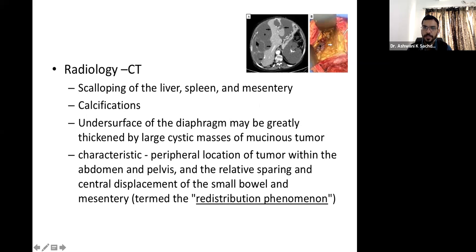Calcification can also be seen, and the undersurface of the diaphragm is greatly thickened by large cystic masses of tumor. The characteristic is this peripheral location of the tumor and relative sparing of the central region, with central displacement of the small bowel and mesentery. This is called the redistribution phenomenon.